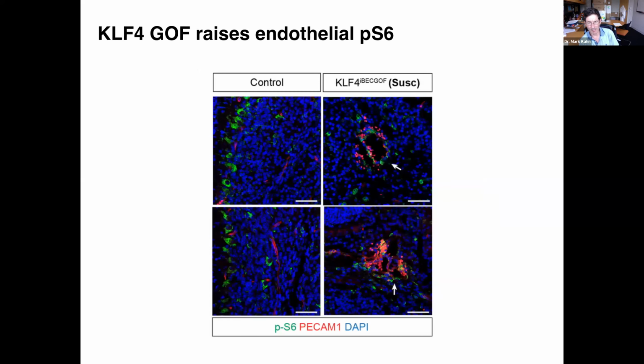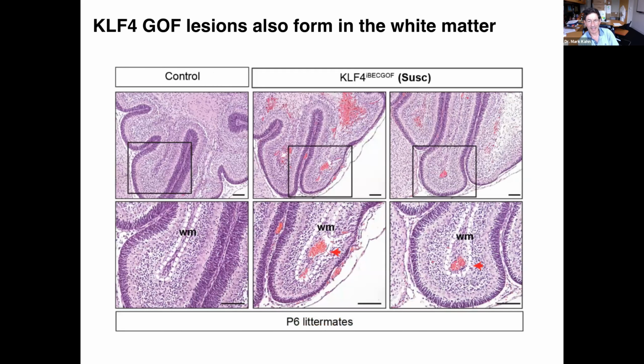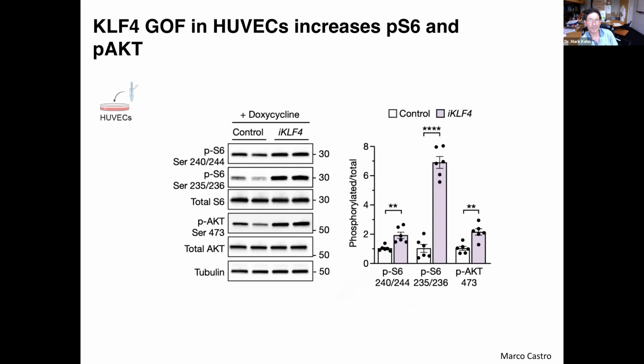And when we look at this important signaling readout, we find that KLF4 gain of function raises phospho-S6, more evidence that the MEKK3 KLF pathway is proximal and driving PI3 kinase, or at least mTORC signaling. And again, if you look at the lesions that you get from KLF4 gain of function, you have that classic white matter venous or a capillary to venule lesion formation.